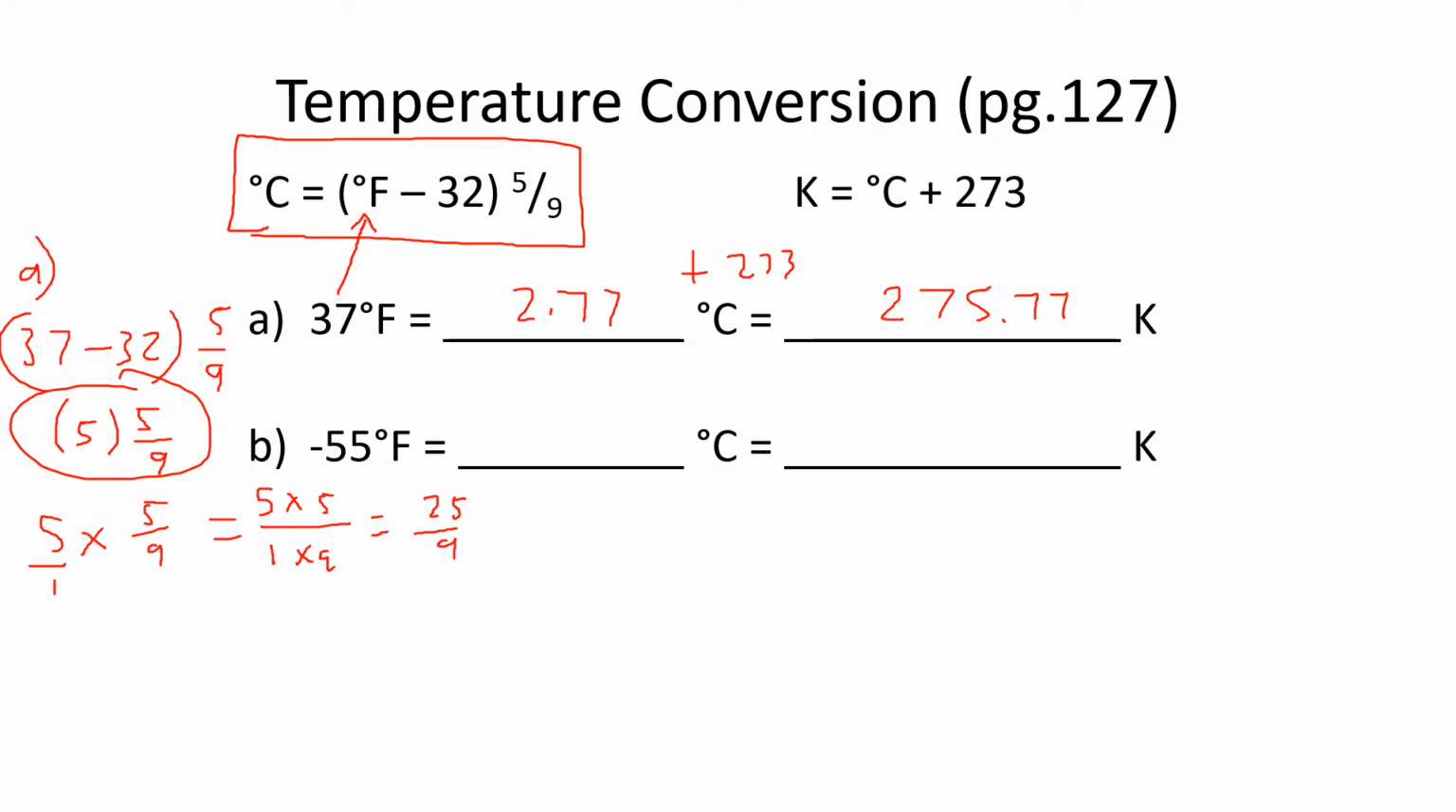For B, we got negative 55. So anytime you see an F, plug in negative 55 times 5/9. Negative 55 minus 32 is how much?